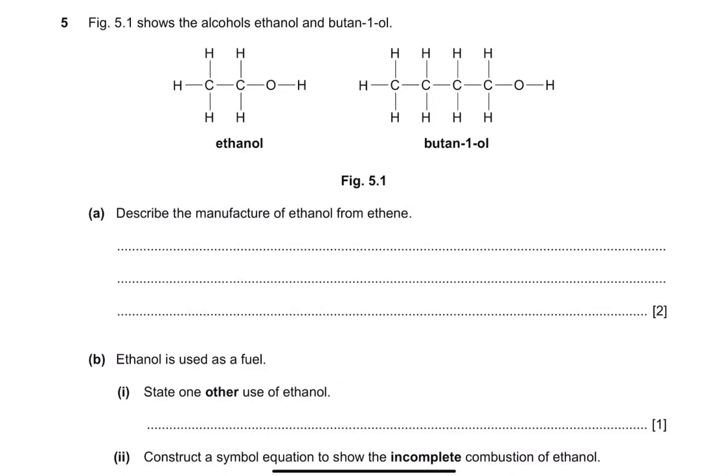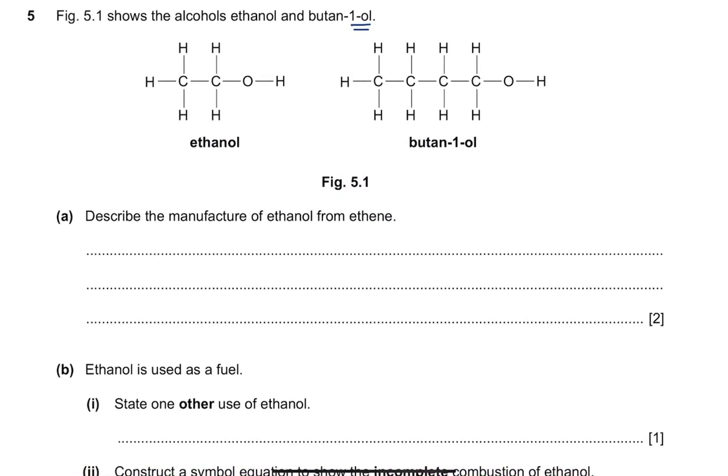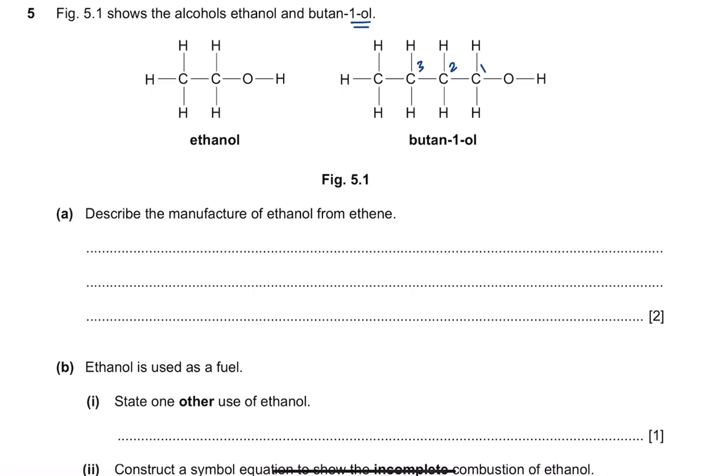Question 5 says, figure 5.1 shows the alcohols ethanol and butane-1-ol. By the way, you should realize that butane-1-ol is the actual scientific name based on the numbering of carbon atoms. Let's say this is carbon 1, 2, 3, 4. Since the OH group is on carbon 1, we are calling it butane-1-ol.